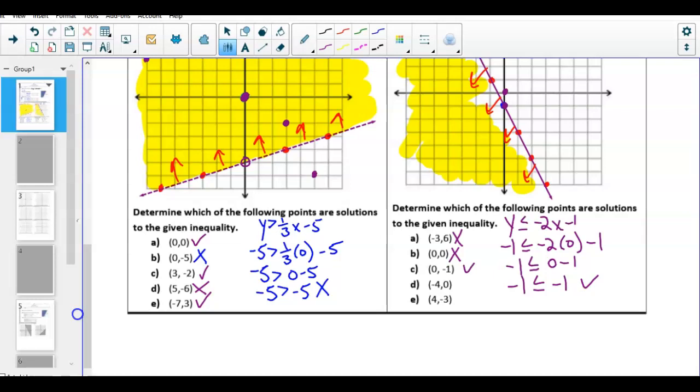-4, 0 is definitely in the shaded. 4, -3 is definitely not in the shaded. So that is not a solution. And there are others that could be in the solution and others that are not. Some of these questions will ask you to find just one. Some of them will give you some and ask you, is this one, is it not? Just pay attention to those. And we're going to do a few more.